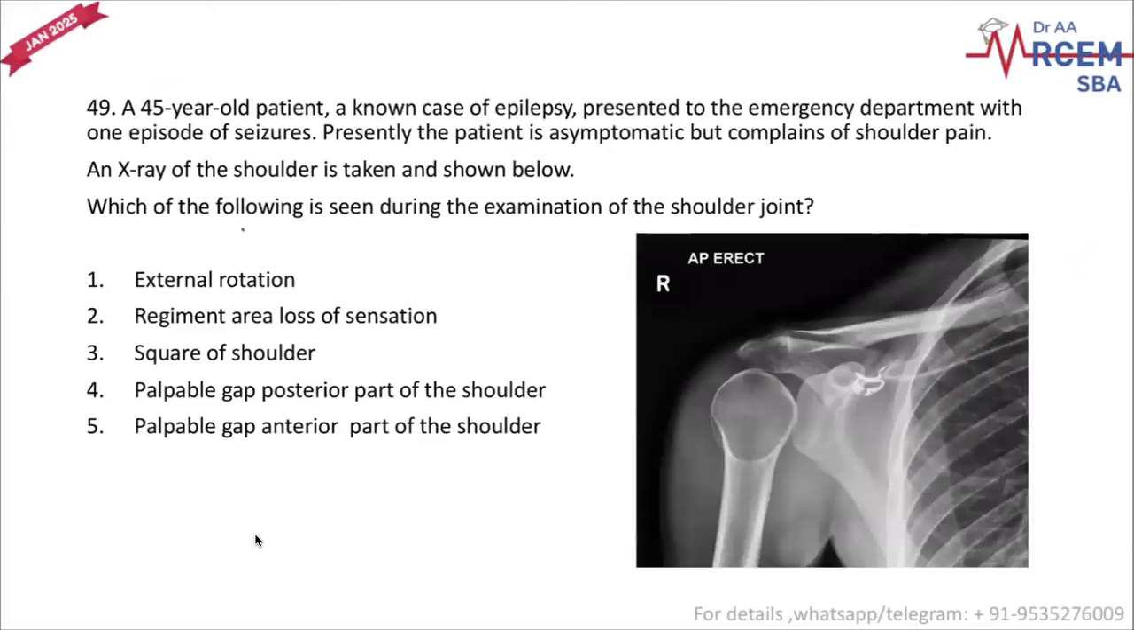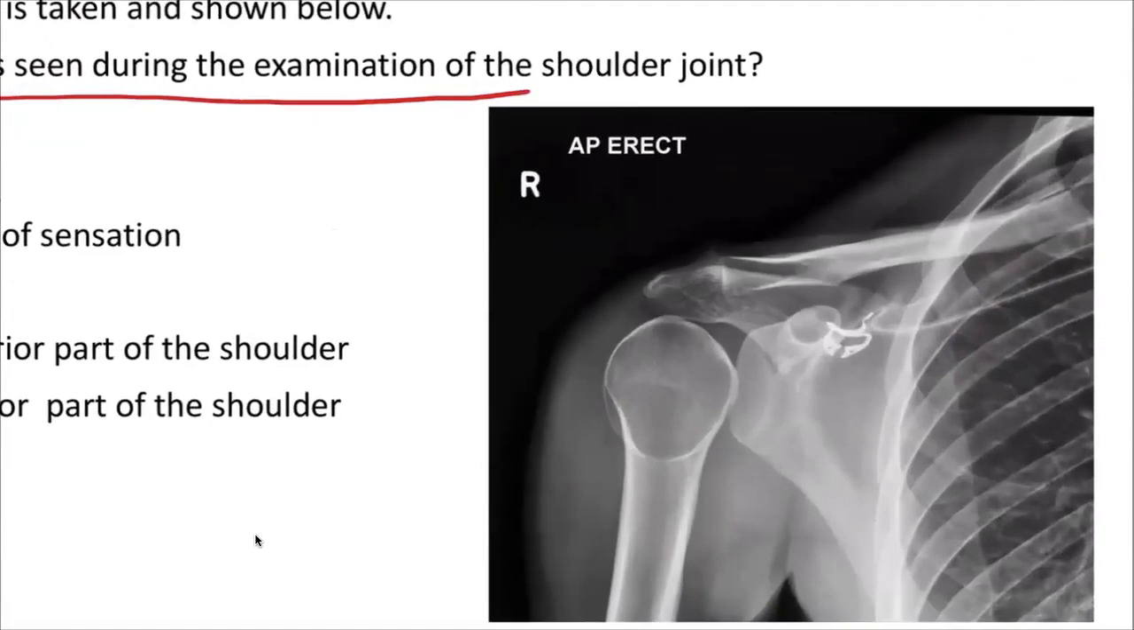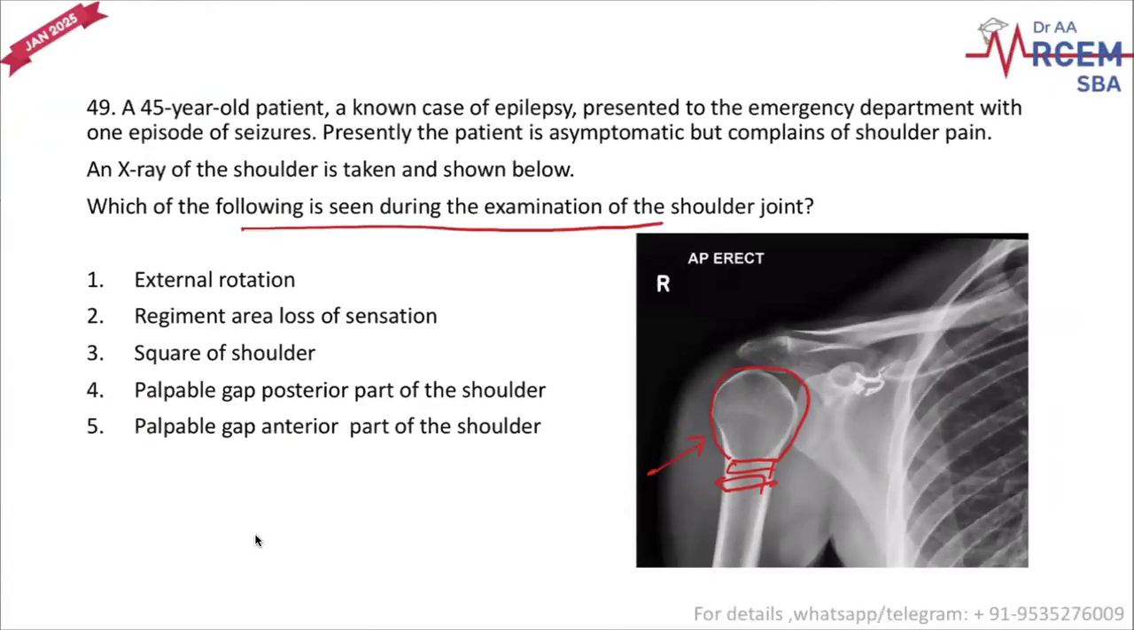They're asking which one of the following is seen in the examination of the shoulder. What are we seeing in the X-ray? First, there is a posterior dislocation. Why am I saying this? Because of the presence of the light bulb sign on an AP view. So because of the posterior dislocation, what will we see?